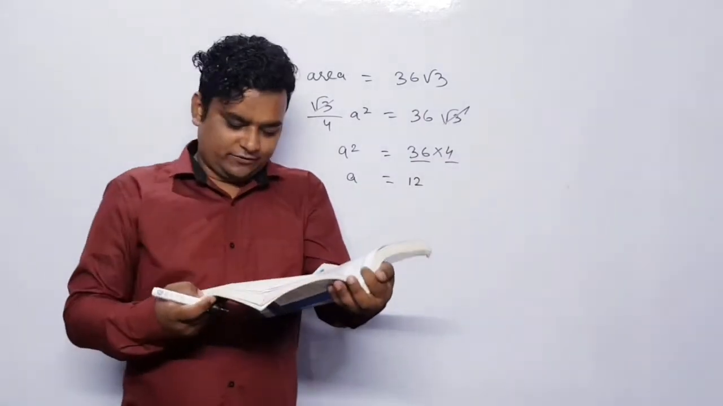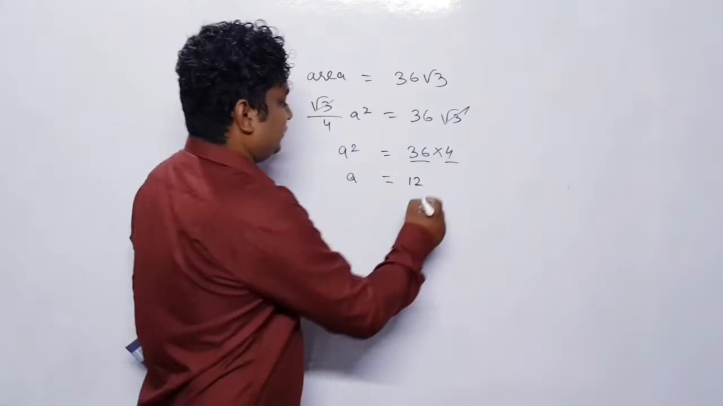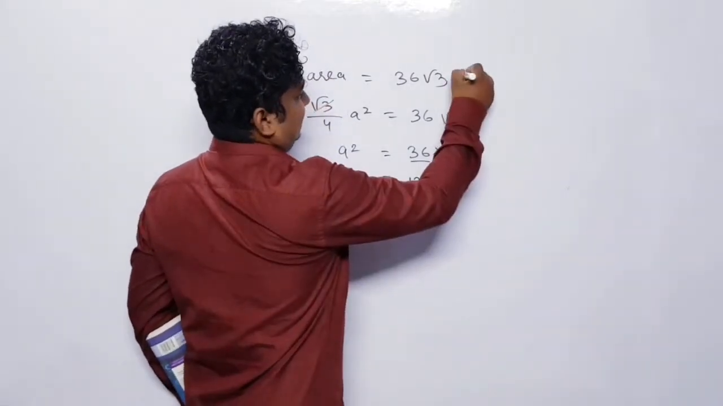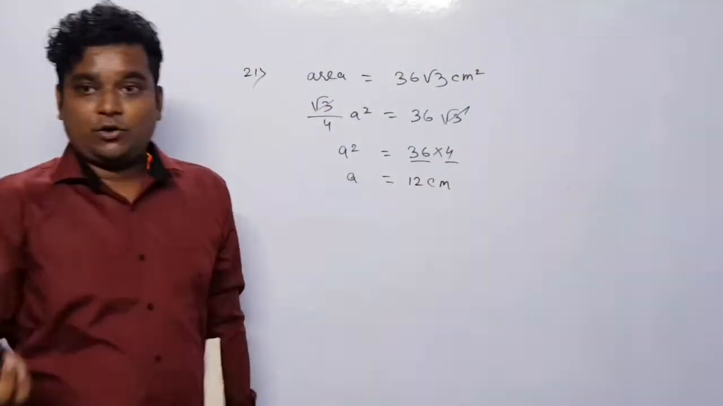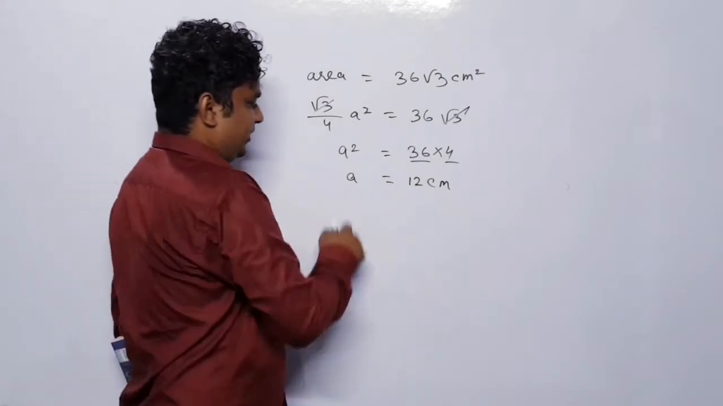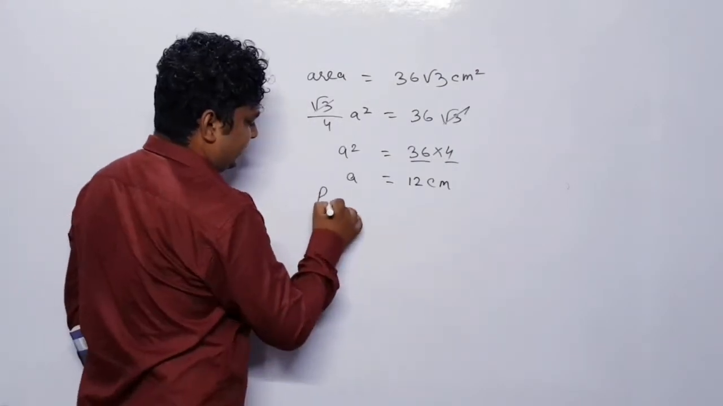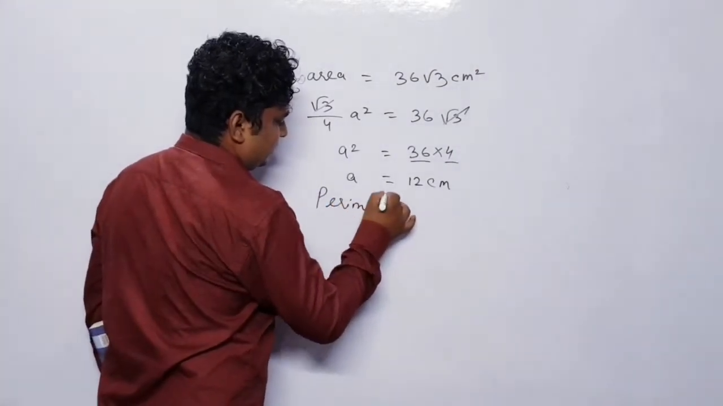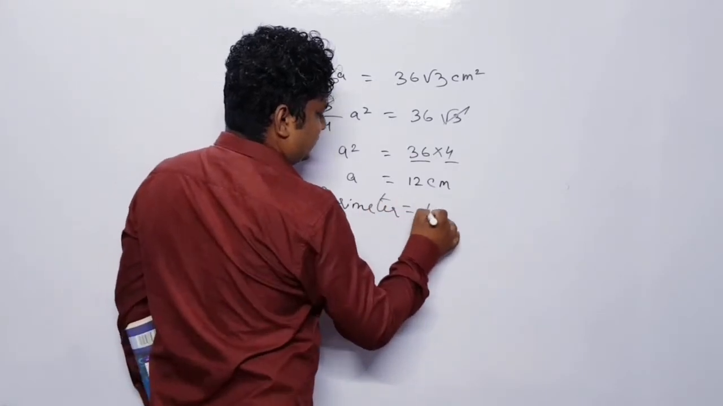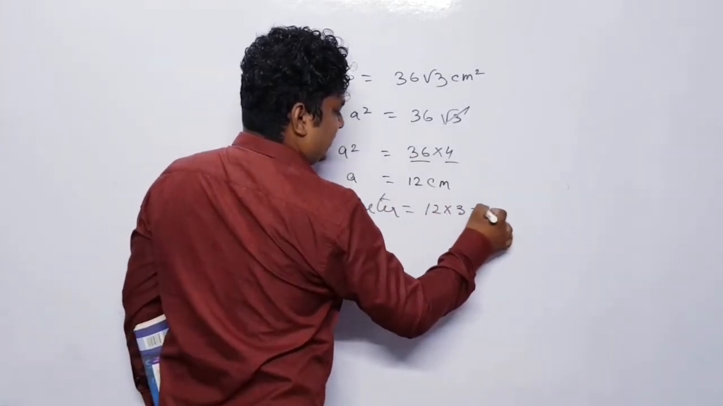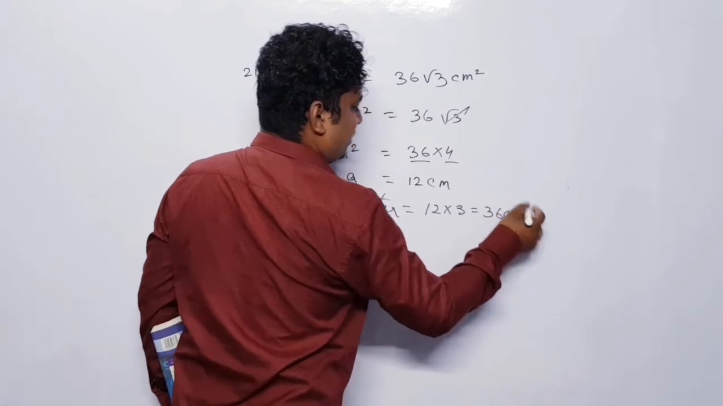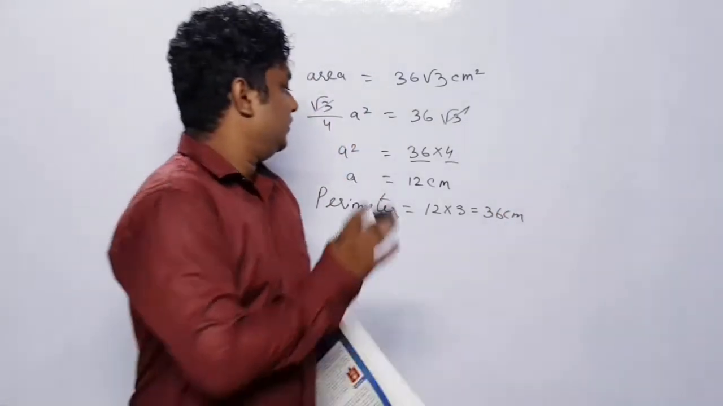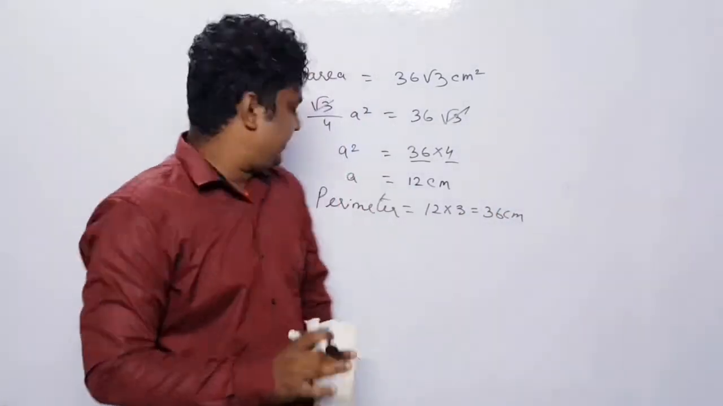We have got the side of the equilateral triangle, that is 12 centimeter. It was centimeter square for the area. So we have got the side of the equilateral triangle, and now we will find the perimeter, that is equal to 12 into 3, 36 centimeters. So now we have got the length of the wire. The length of the wire is 36 centimeter.